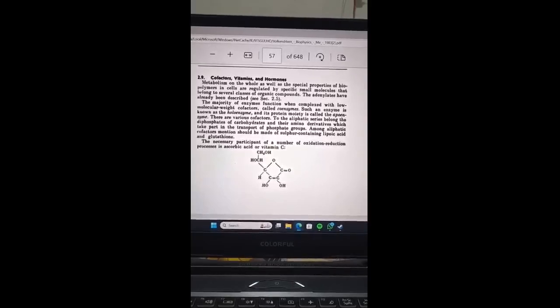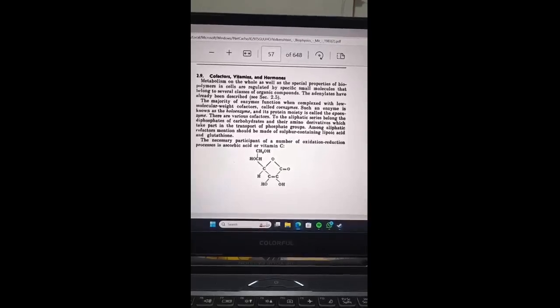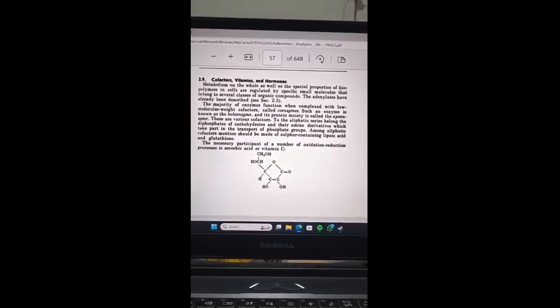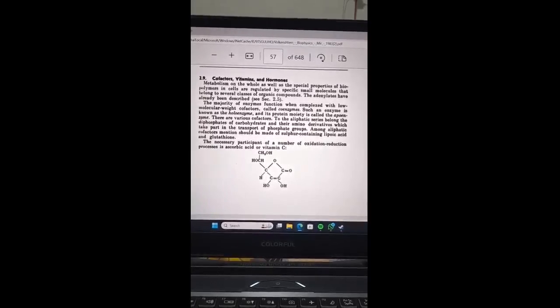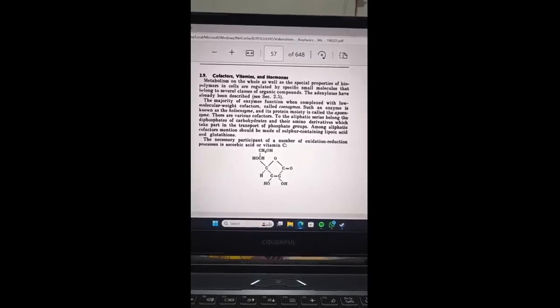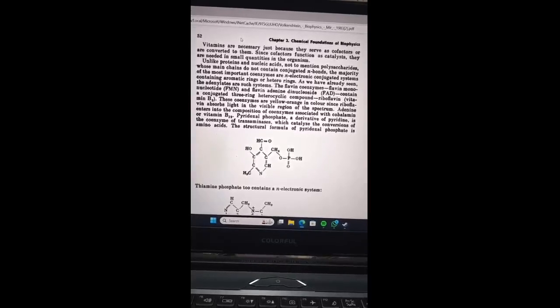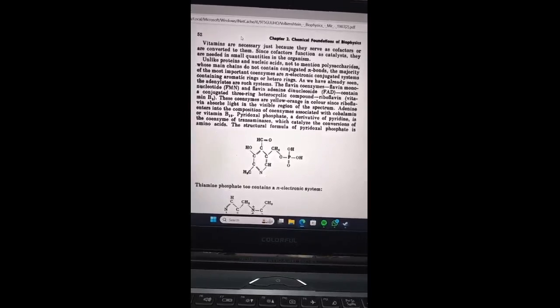There are various cofactors. To the aliphatic series belong the diphosphates of carbohydrates and the amines, which take part in the transport of the phosphate group. Among aromatic cofactors, mention should be made of the sulfur-containing lipoic acid and glycoside. The necessary participants of a number of oxidative reduction processes are ascorbic acid, or vitamin C. Unlike proteins and nucleic acids, polysaccharides have main chains that do not contain conjugated pi bonds.